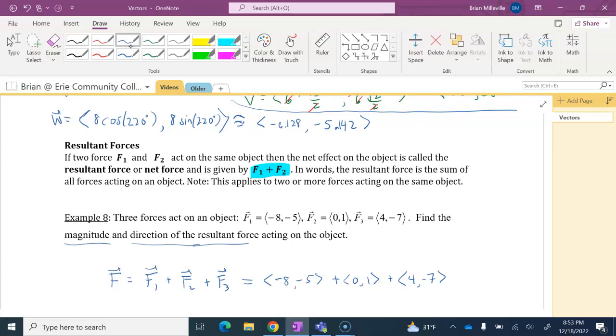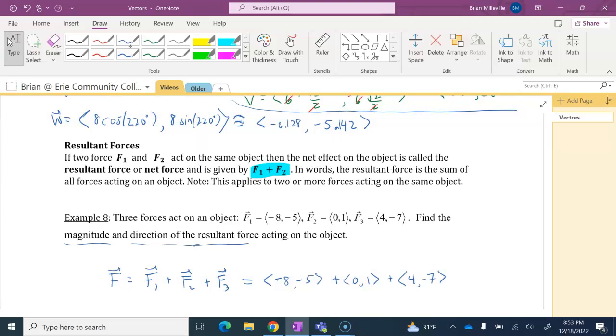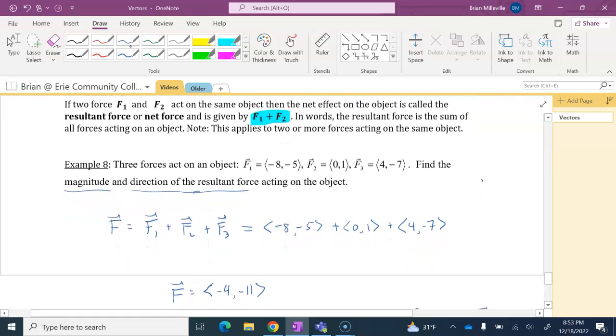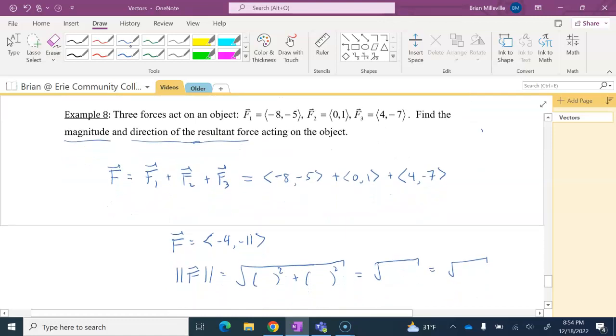So we just write our vectors out, add the x components. So we have 8, negative 8, plus 0, plus 4. That comes out to negative 4. Got that written on the next page here. And then the y components, negative 5 plus 1, which is negative 4, minus 7 is negative 11. So we get negative 4, negative 11. So we have the resultant force given to us in component form.